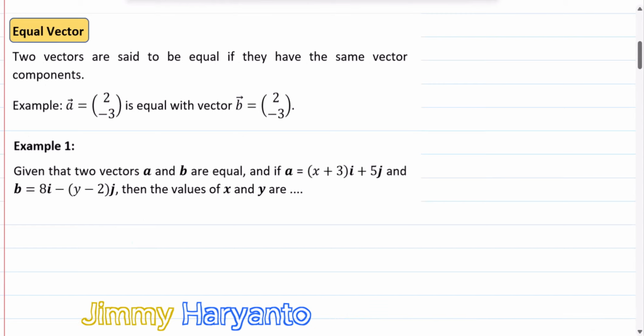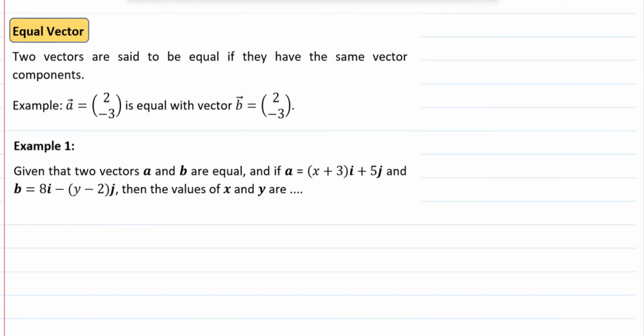Next is equal vectors. Two vectors are said to be equal if they have the same vector components. In the previous lesson, we already talked about equal vectors: two vectors in the same direction and with the same magnitude are said to be equal vectors. But in this section, we will learn how to calculate equal vectors.